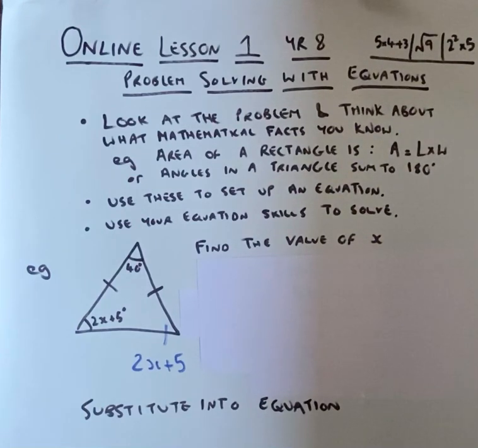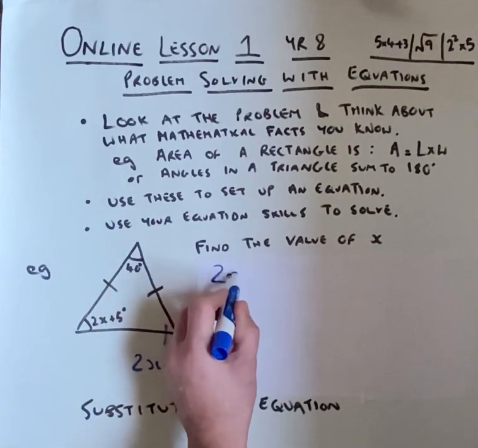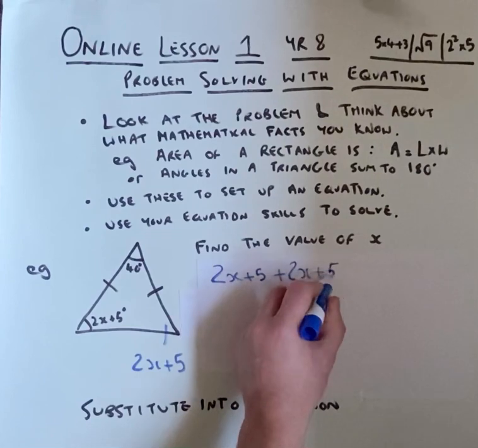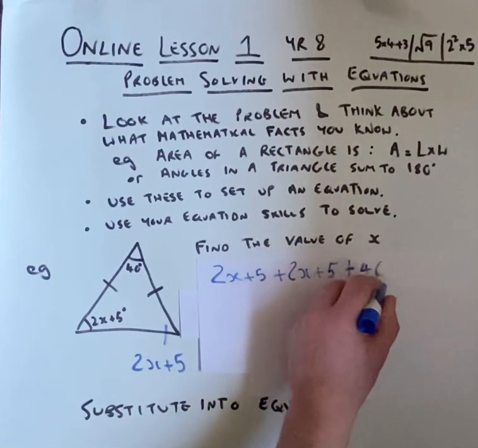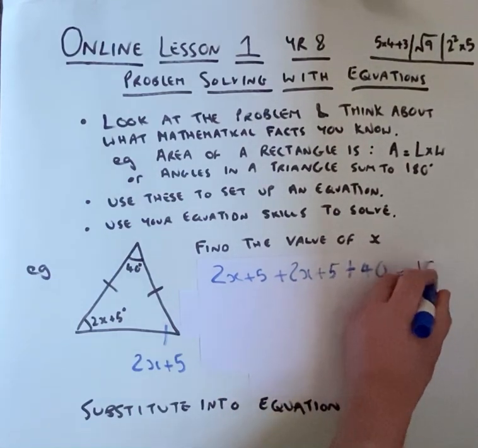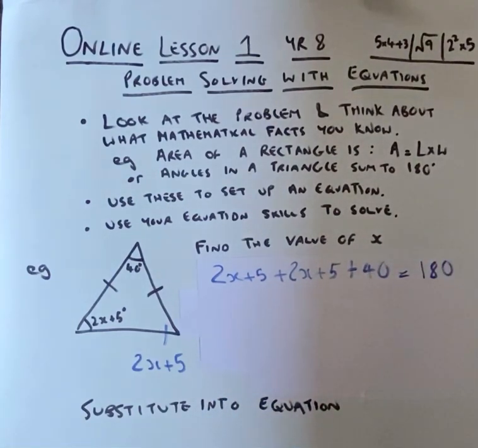So if we want to find the value of x, we have to add the three angles up. So we've got 2x plus 5, plus another 2x plus 5, plus the 40 at the top of the triangle, is going to be equal to, and that's the important bit, the angles in a triangle adding up to 180, so it's equal to 180.